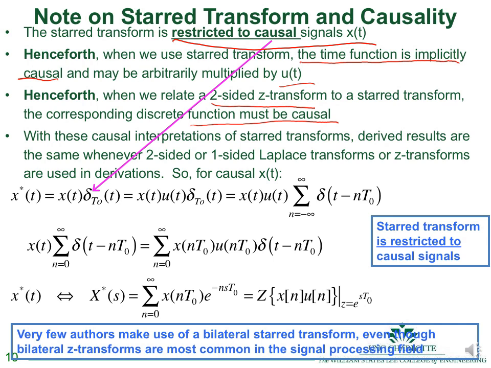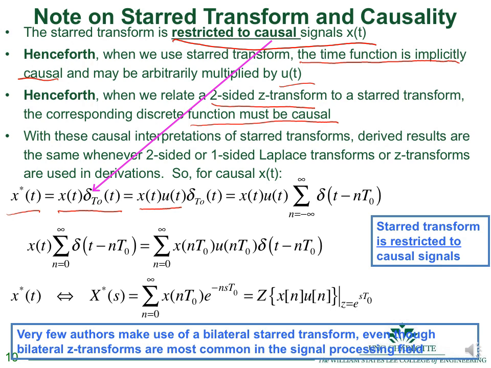Just perhaps to be cautious, maybe just multiply by u of n or u of t to make sure you retain causality. So the star transform, which is again the function times the impulse train. Again, x of t must be causal, so I can arbitrarily multiply by u of t. Nothing should change. And then I can just expand the impulse train from minus infinity to infinity.